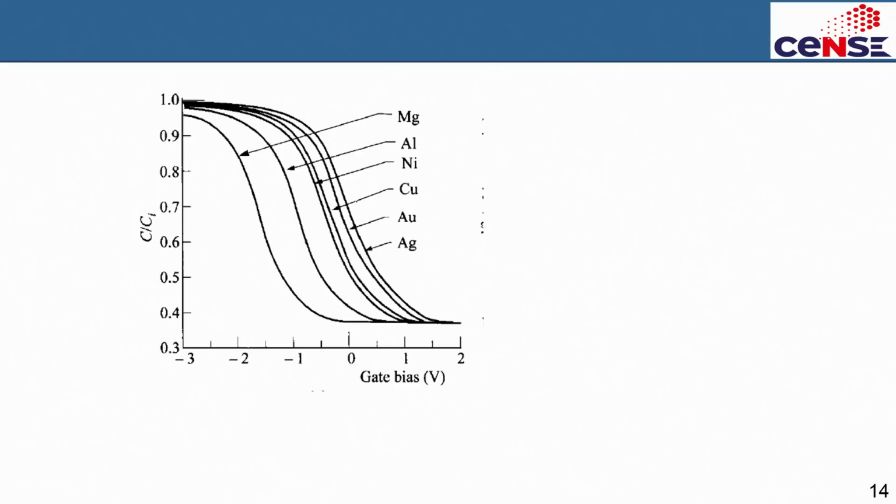So, let us recap now whatever we have learned. This is the same thing for different metal work functions. When the work function of the metal changes, aluminum, nickel, gold and so on, your curves also will shift, because your phi ms, the metal semiconductor work function difference, also will be different.